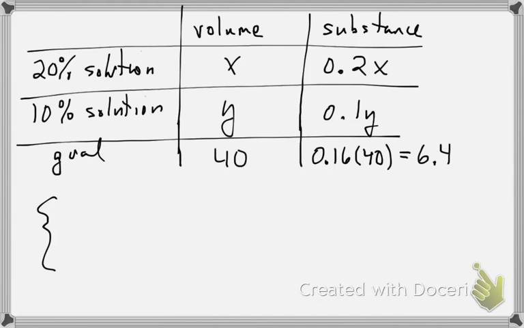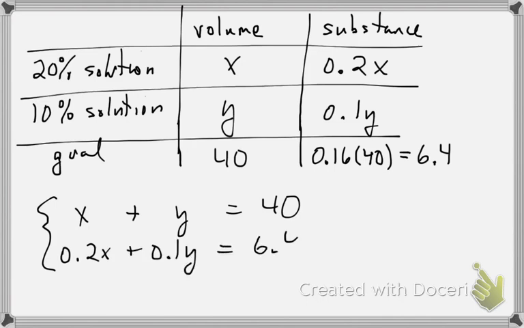All right, what are my two equations? X plus y equals 40. How did you get 6.4? I multiplied 0.16 and 40 together because 16% of the 40 gallons should be this antifreeze substance. I figured one of you would have Googled it by now. All right, so then we have 0.2x plus 0.1y should equal 6.4.